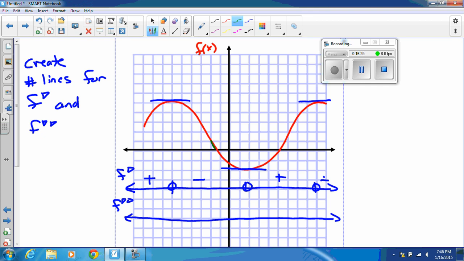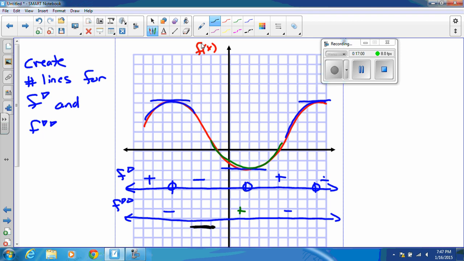Well, what about f double prime? F double prime is going to be positive anywhere where the graph of f is concave up. You can see pretty easily that f is concave up in this region right here. And you can also see that f is concave down over here, and also over here. It curves downwards in both of those places. Well, what about the points of inflection?